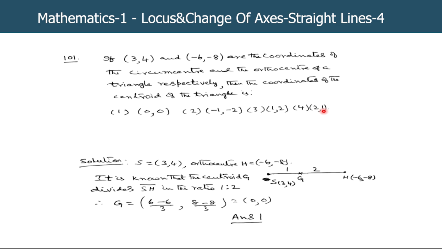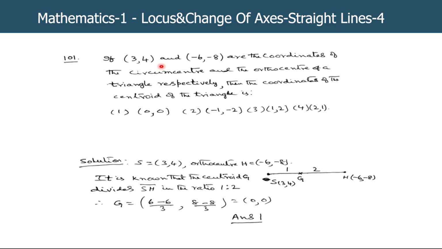So, see the diagram I have given: S, G and H. SG to GH is 1:2 always. So, now here S is equal to 3 comma 4 and H is equal to minus 6 comma minus 8. G divides in the ratio 1:2. Using the section formula, you will get G is equal to 6 minus 6 by 3, 8 minus 8 by 3, which is the origin. So, the correct option is option number 1.